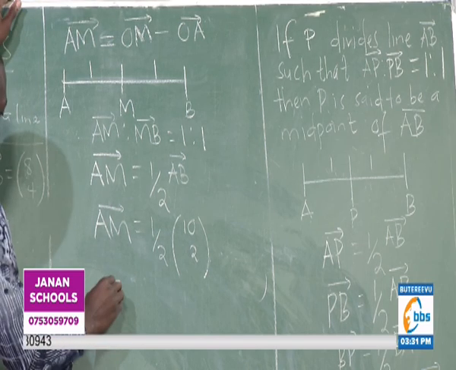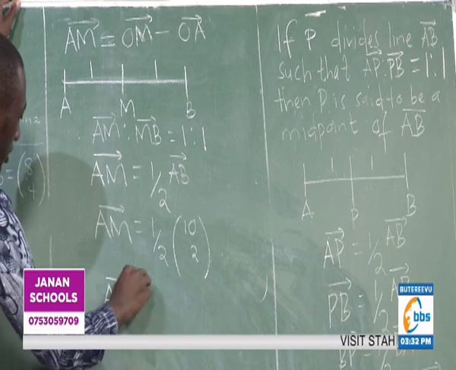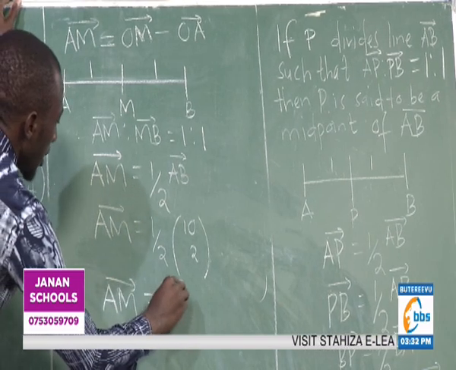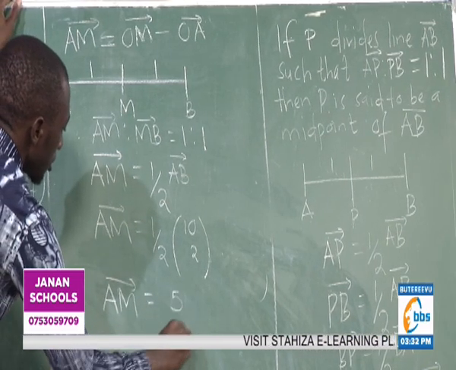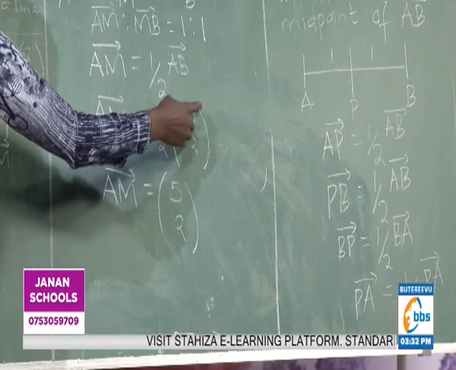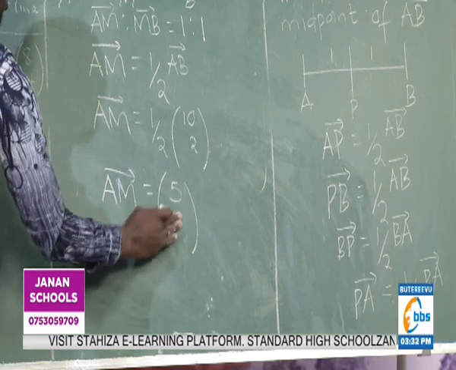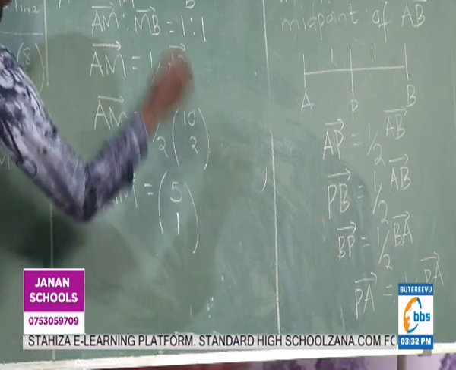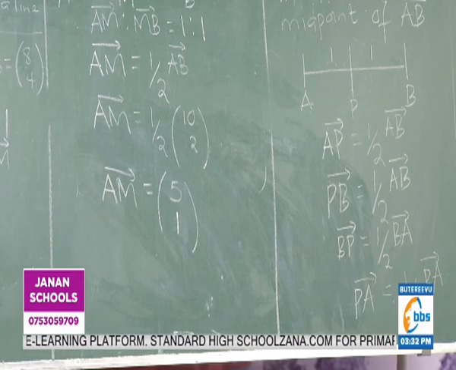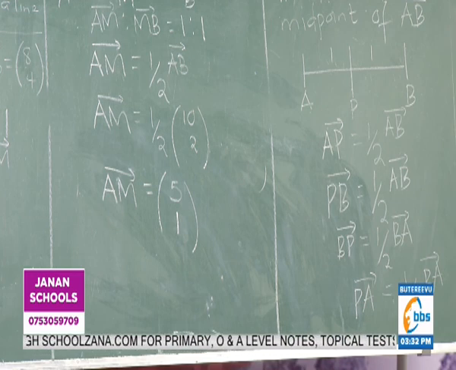So it means that my AM becomes 5 1. Why does this half multiply 10? It is like having 10 divided by 2, you get 5. 2 divided by 2, this becomes 1. You get 1, like that. So that becomes my AM. That's my AM. Now next they want me to find OM.